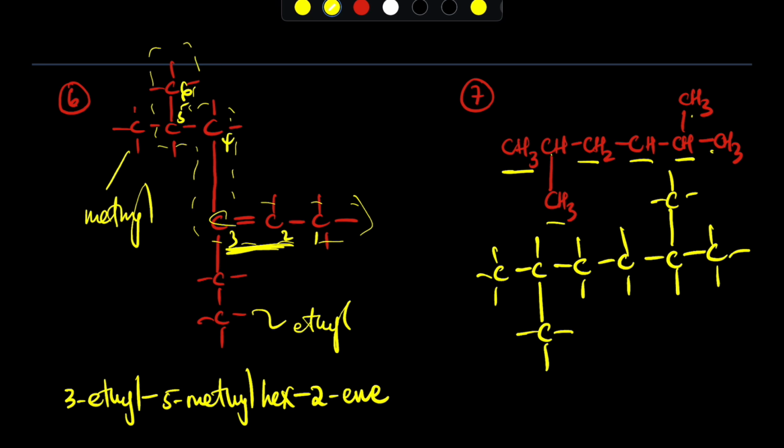But wait, where did I go wrong? It's a CH3, CH3, CH, CH, CH3, CH3, CH2, and the CH here. This one is supposed to be a CH. So once it's a CH there, that means there's a double bond there. The double bond has to be here. I know something is wrong.